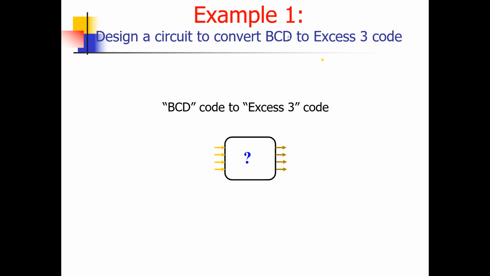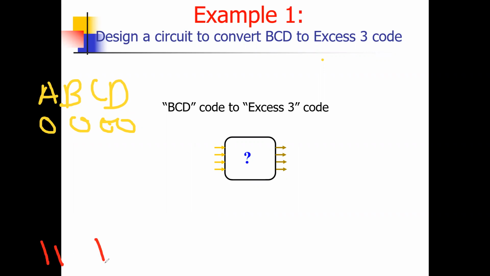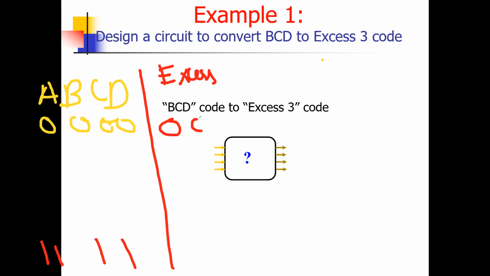A, B, C, D. Tell me. Here A, here B, C, D. How many combinations? 16 combinations, 0, 0, 0, 0, and you will write till 15. Okay. I want to convert this one into excess-3. Excess-3 meaning, do you know the excess-3 meaning? 3 more. So if you want to write 0 in excess-3 means? 3. Okay. So till 9 is okay because till 9 is BCD.